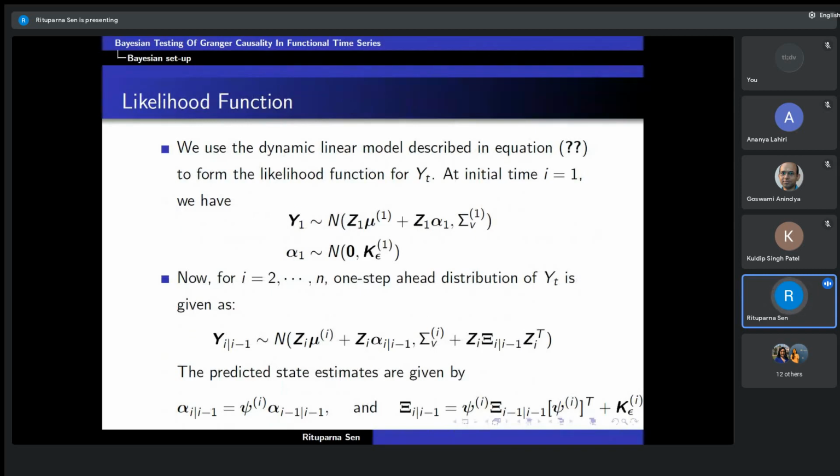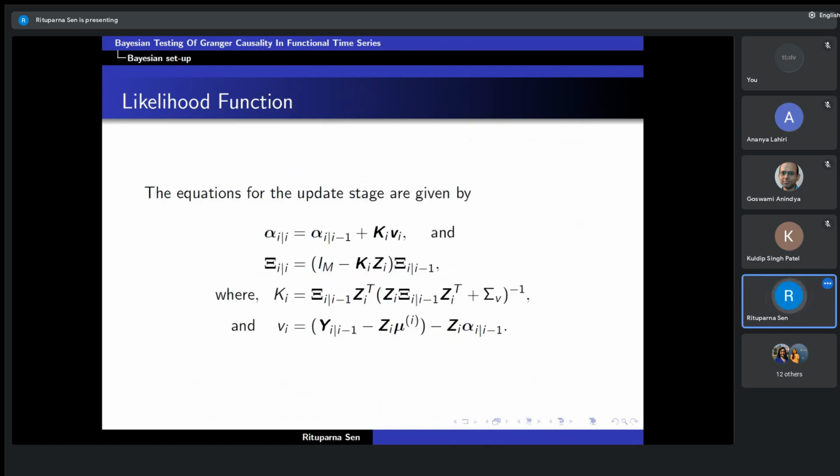The likelihood is from the dynamic linear model that I have already presented. For the one step ahead distribution of y from the DLM, since we're starting with a normal, we get another normal. We only have to take the conditional mean and the conditional variance and update them step by step. The predicted state estimates are also given. DLM analysis is quite standard, and we could derive these steps from there. The equations at the update stage are also given here.